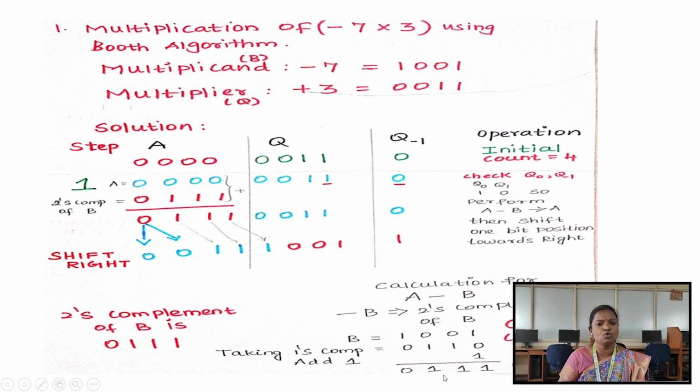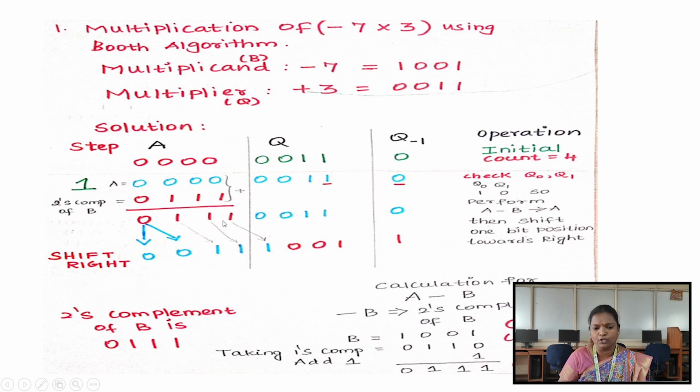So this is nothing but 2's complement of B. Now we are going to add this. That is, A minus B is nothing but adding A with 2's complement of B. So adding this I have performed here. Initially the A value is 0000 and 2's complement of B is 0111. Adding these two values we are getting 0111.